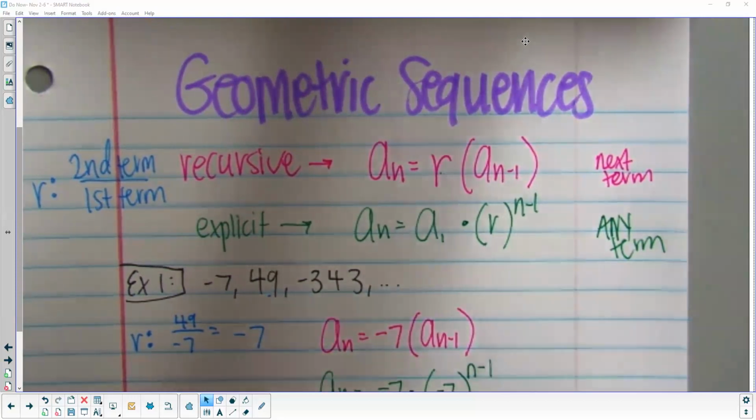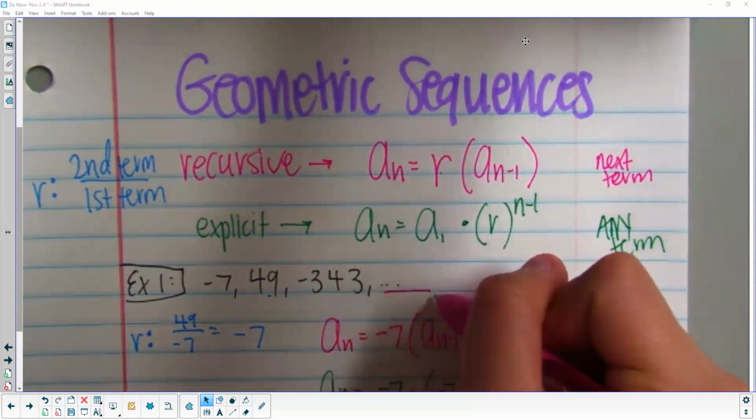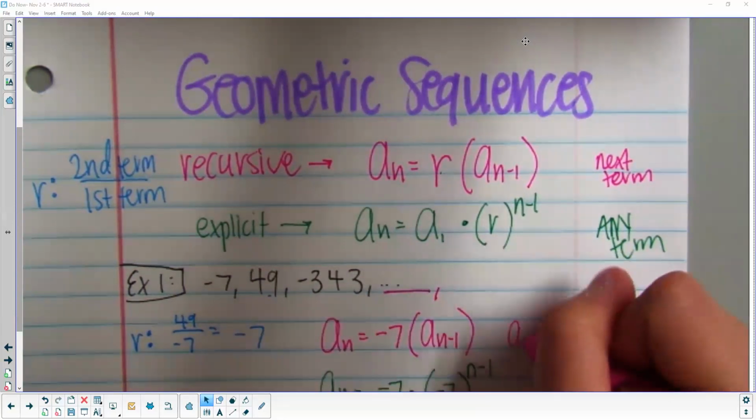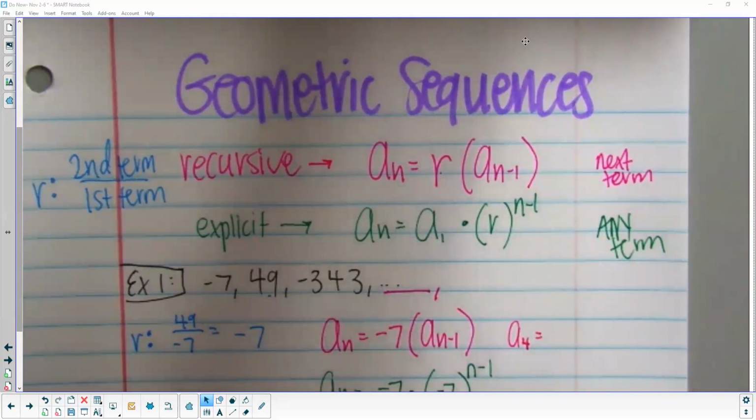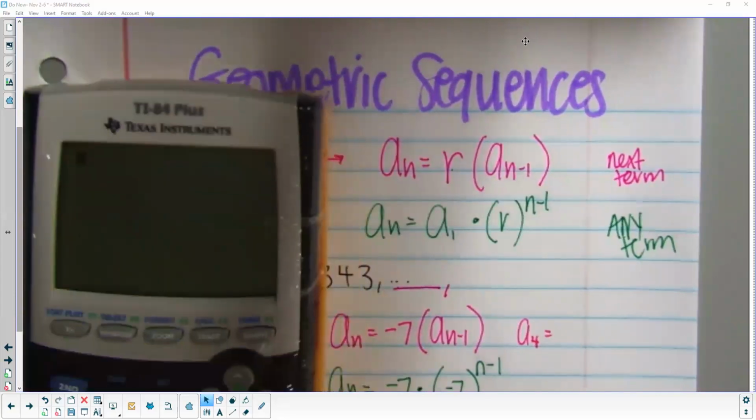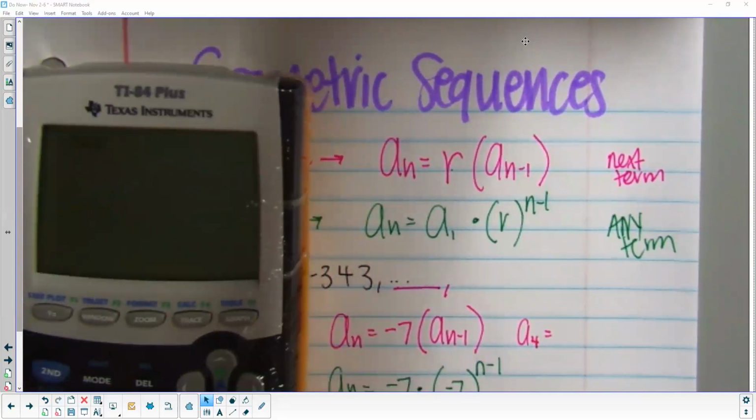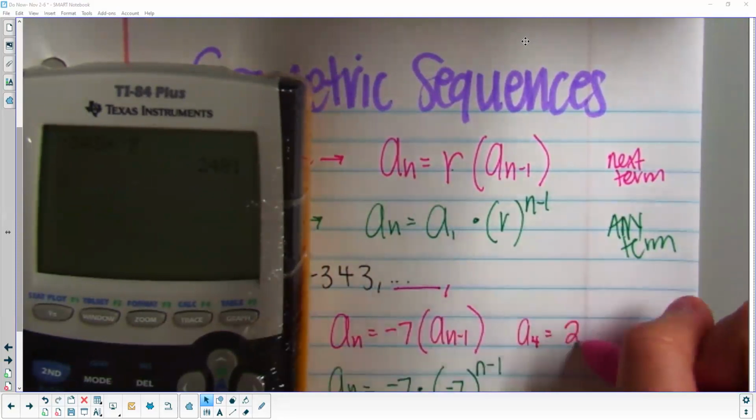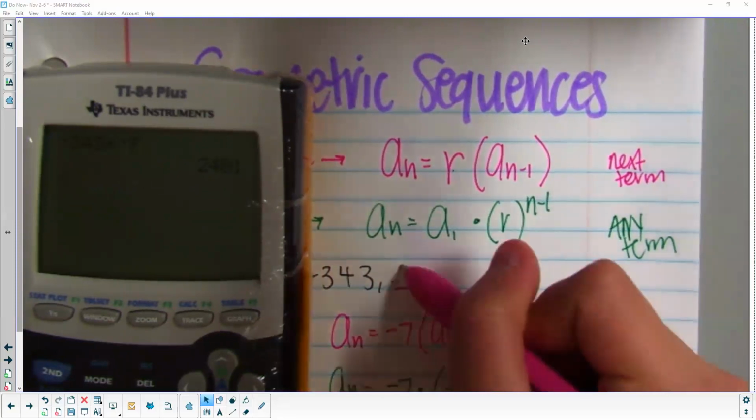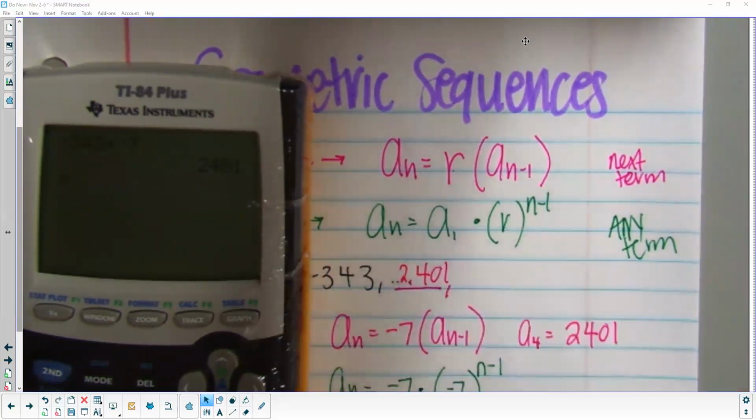Now, just for fun, let's find the next term here. I'm trying to find this term. So what is that going to be? My fourth term, a sub 4. Here, all I would do is take my calculator and literally type in -343 times -7. And I would get 2,401.